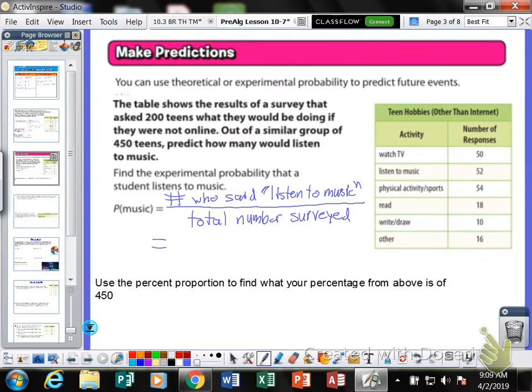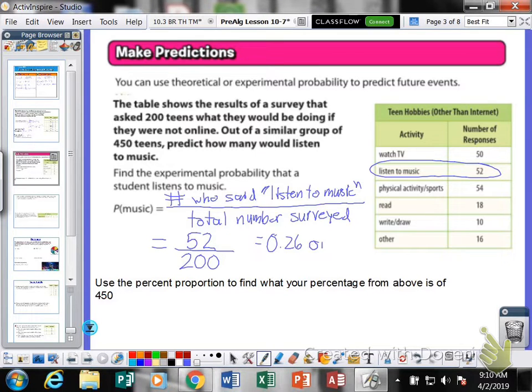So this is going to equal number of students who said they listened to music according to our table, which is 52. Our total numbers surveyed, they told us they asked 200 teens. Okay, so we have total numbers surveyed was 200. So we have 52 over 200, which is going to equal 0.26 or 26%.